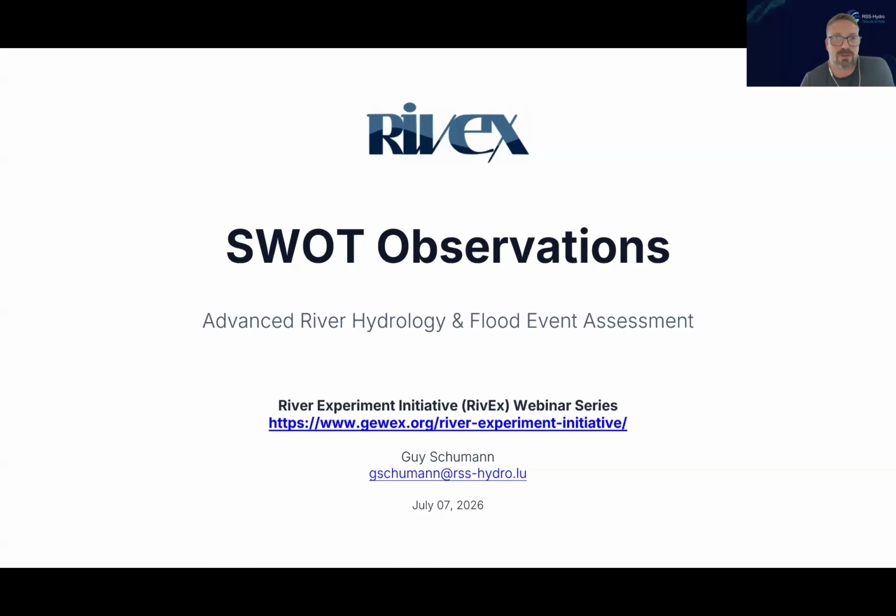I am supposed to be talking about SWOT observations, but I kept it on advanced river hydrology and flood event assessment. I'm a flood person as well, so I care really about, can SWOT really measure floods and give you flood extent plus water levels at the same time? That would be amazing, because with a good mission cycle, you could then start almost creating these floodplain DEMs, right? The full thing. That would be amazing.